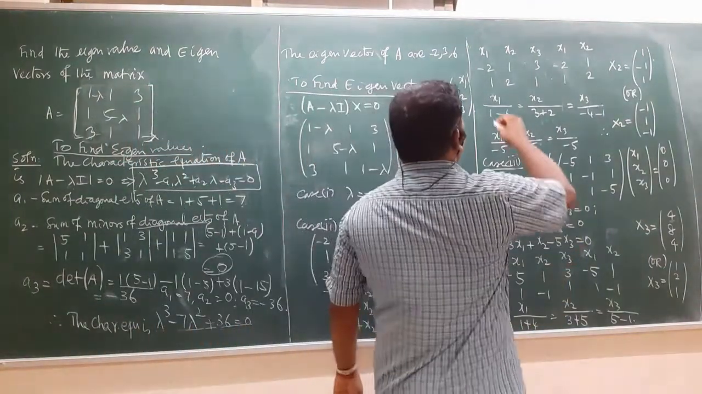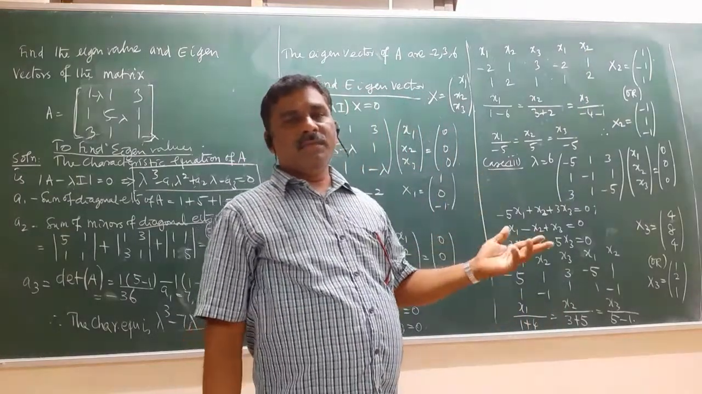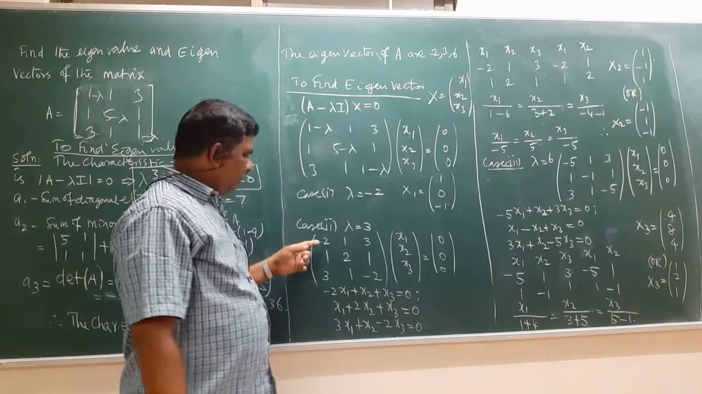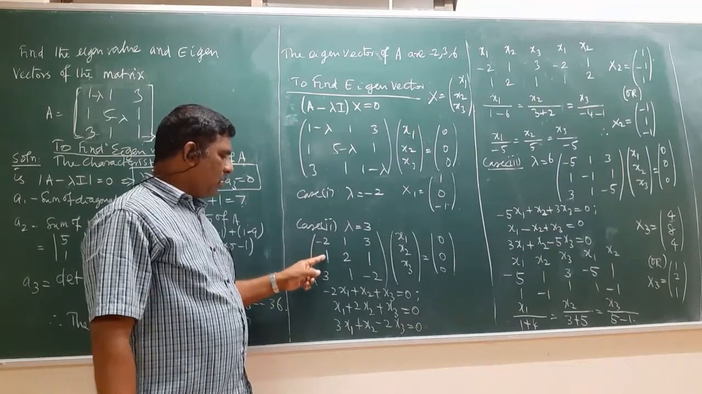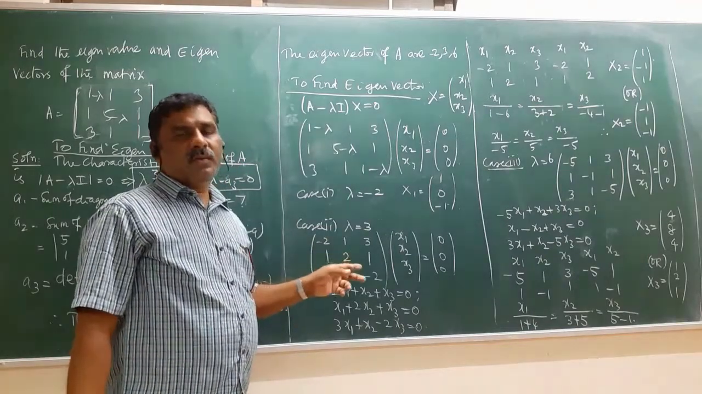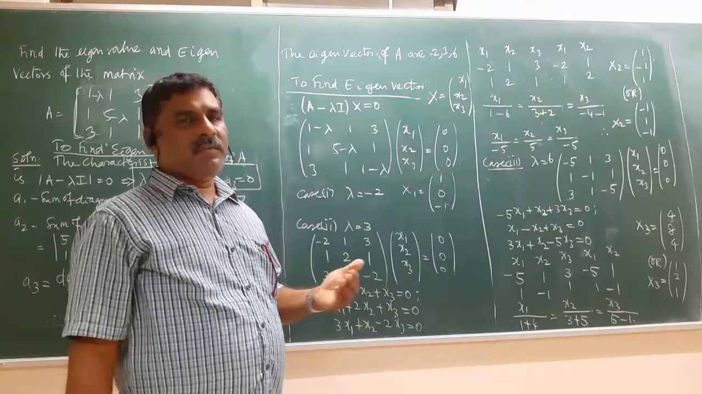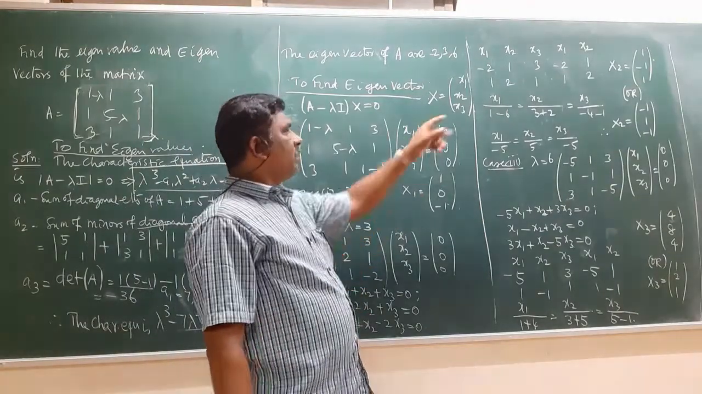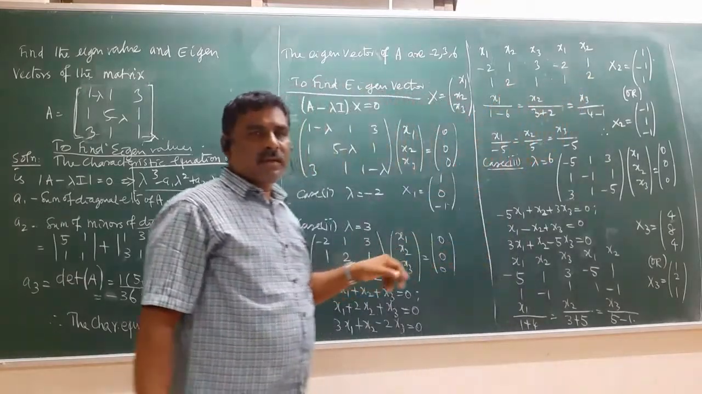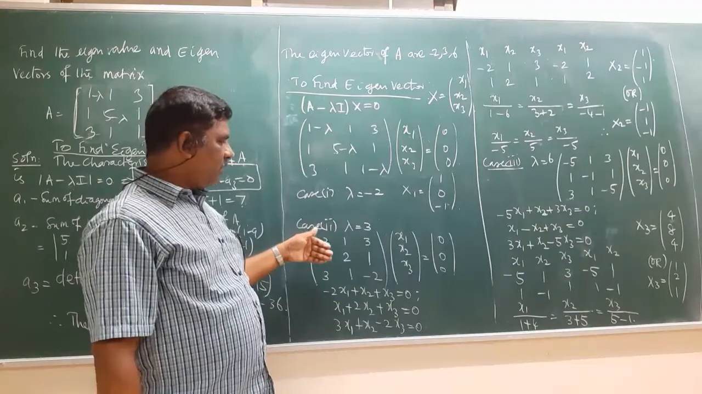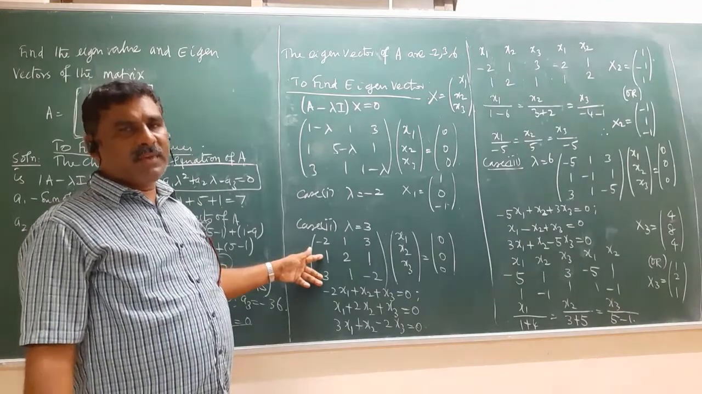Otherwise, we have to write like this: x1, x2, x3, x1, x2 continuously, 5 columns. You take any 2 rows, either 1 and 2, or 2 and 3, or 1 and 3. Any 2 rows, you should not take the identical rows. You have to take different rows only. So minus 2, 1, 3, minus 2, 1. You can use the same procedure to find the values of x1, x2, x3 for these 2 rows. You can try that. You will get the same answer.